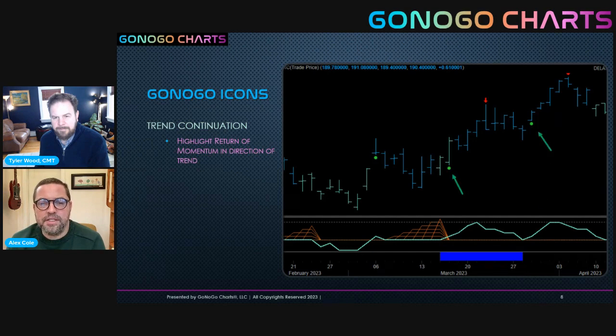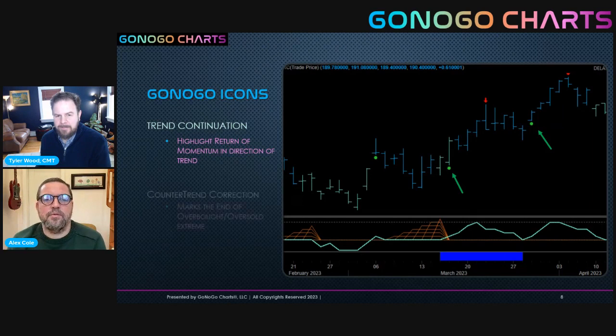And those are the situations, just like Tyler was talking about, where he's throwing the ball, he didn't drop the ball. Good job, Tyler. And the game of catch is able to continue. The trend is likely to continue because we're highlighting the return of momentum in the direction of the trend. So those are the circles, trend continuation icons.